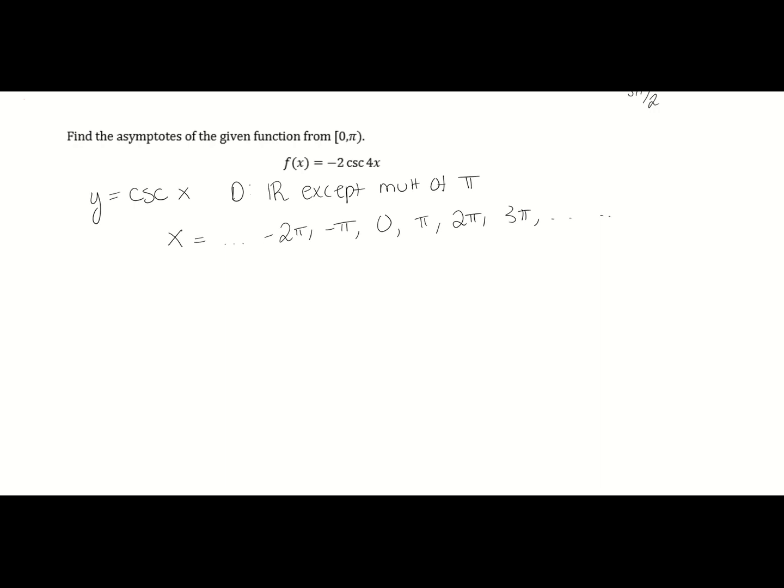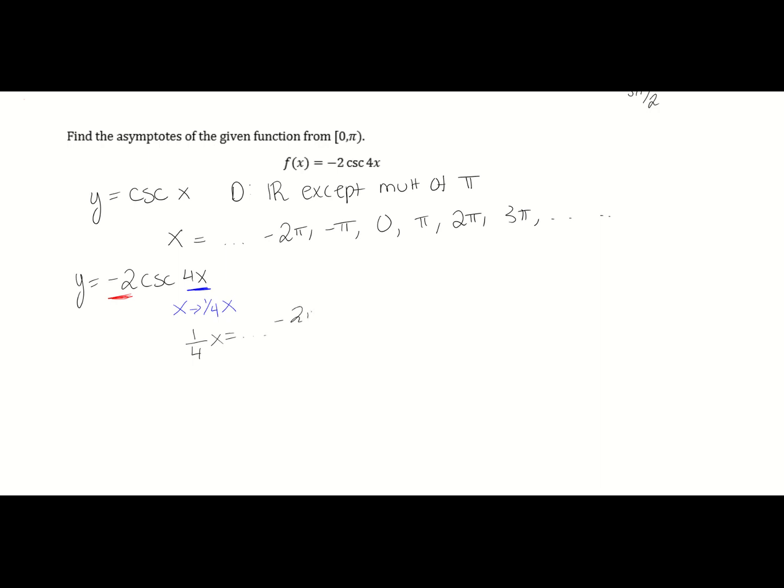And then I look at my new function, which is y is equal to negative 2 cosecant of 4x. And again, this in the front is going to be a vertical reflection and a vertical stretch, so it's only going to affect the y's, which is not going to change my asymptotes, but this little guy will. It's going to take all my x's and multiply them by 1/4, a horizontal shrink. So now I need to take my old asymptotes and multiply them by 1/4.